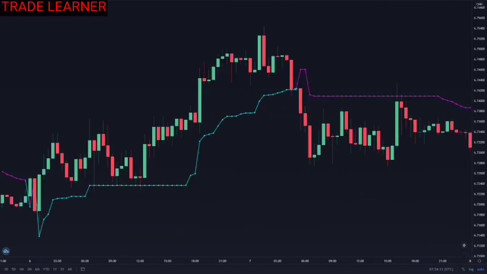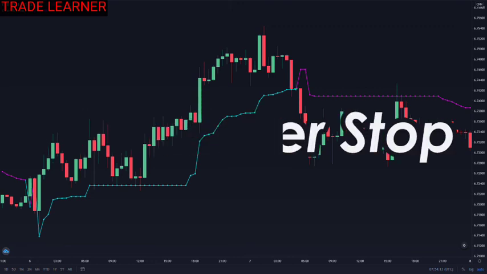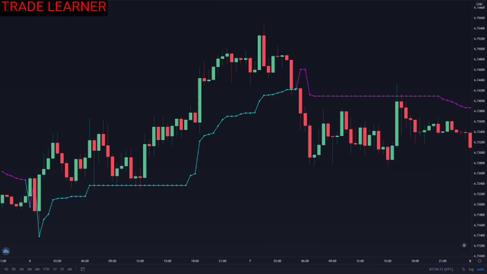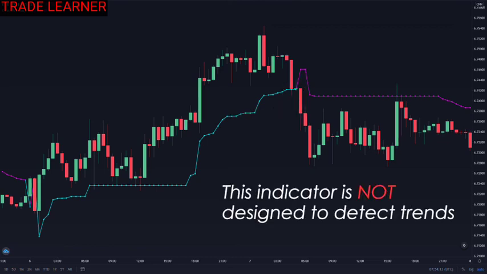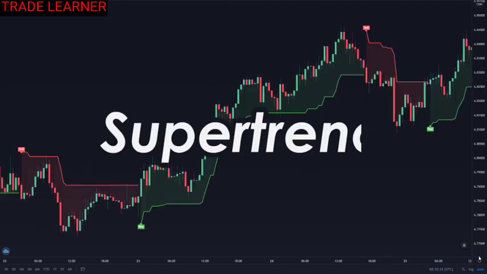If you want to use the ATR as a trailing stop loss, you can use an indicator called the chandelier stop. This indicator is also based on the ATR. It is designed to keep traders in trend until a reversal happens. So, you can close your trade when a candle hits the chandelier stop. And disclaimer, this indicator is not designed for entry positions. You don't want to take long or short positions based on this indicator. If you want a similar indicator that is actually designed to detect trends, you can use the super trend indicator instead.